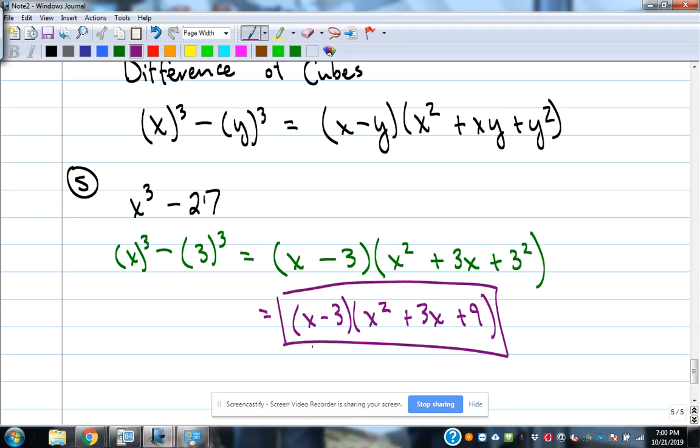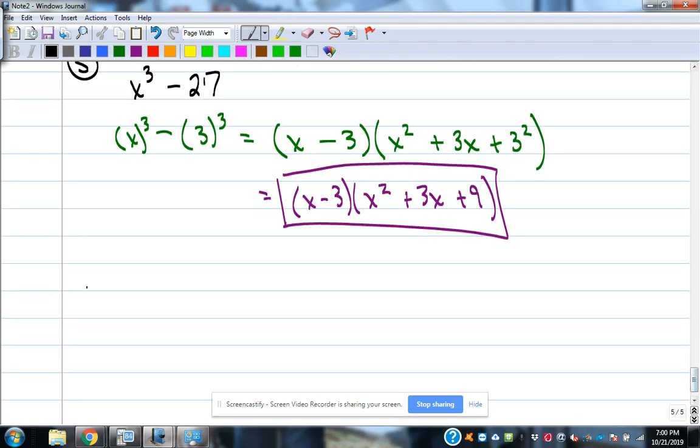There's the final answer for that one. Sums and differences of cubes really is a memorized type thing. You memorize that pattern and kind of throw it in there. Let's look at another one and see if we can figure it out.